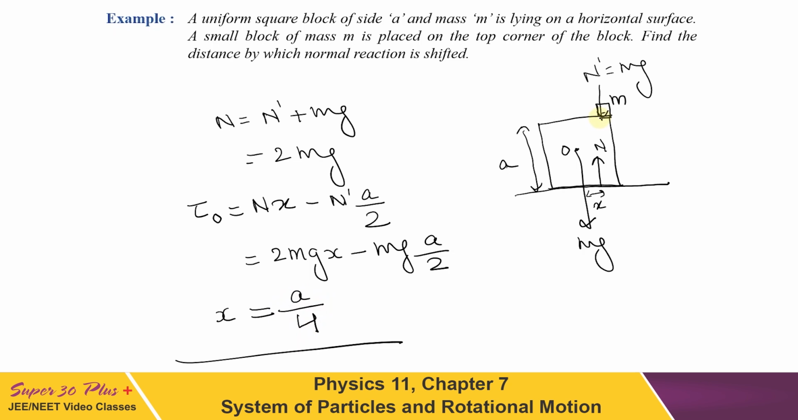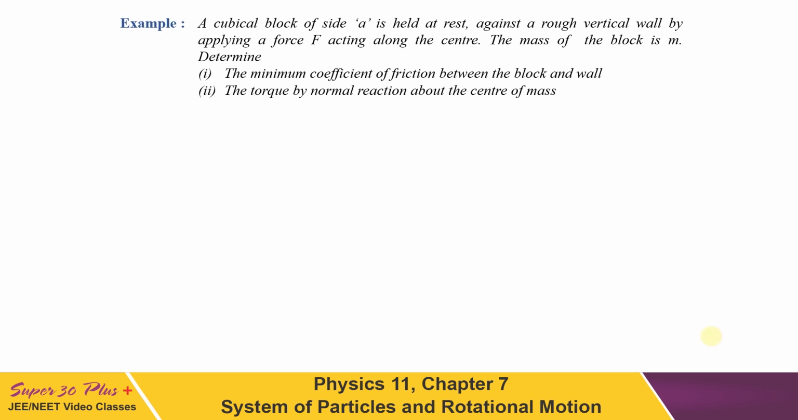So on putting the upper block on the lower block, the normal got shifted a distance A by 4 towards the right. And always this normal has a tendency, because it is a self-adjusting force, to shift to a position so as to minimize the effect of any external torque which causes the body to topple. One more example I have here for shifting of normal.